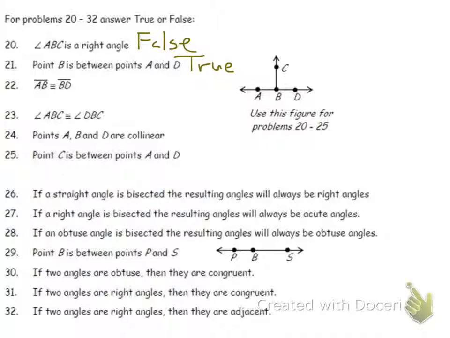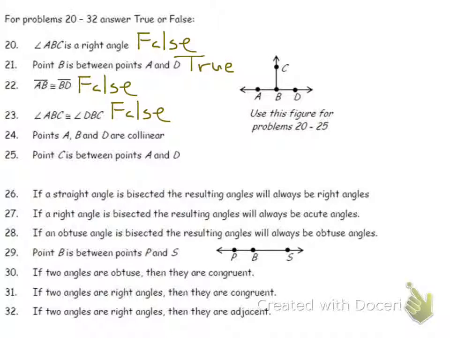In reality, they look like they could be the same, but we don't know for sure. If they're just a little bit off, they don't work. So that one is false, more of a not enough information. 23 works the same way. Not enough information. That's false.